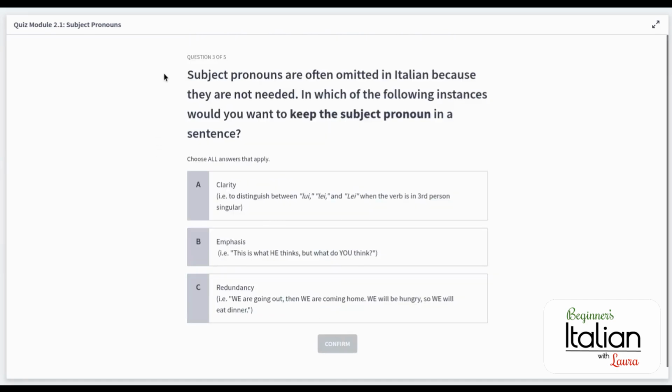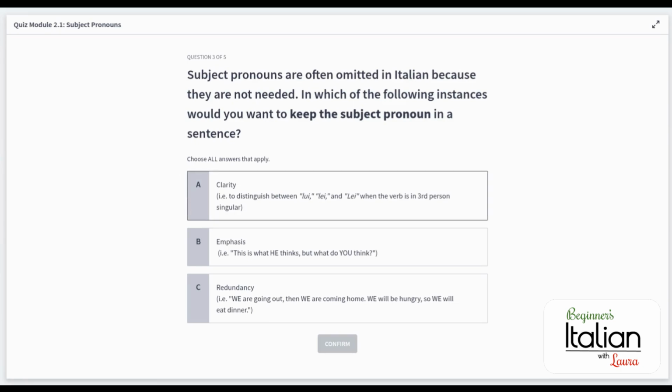Okay, number 3. Subject pronouns are often omitted in Italian because they're not needed. In which of the following instances would you want to keep the subject pronoun in a sentence? Choose all answers that apply.